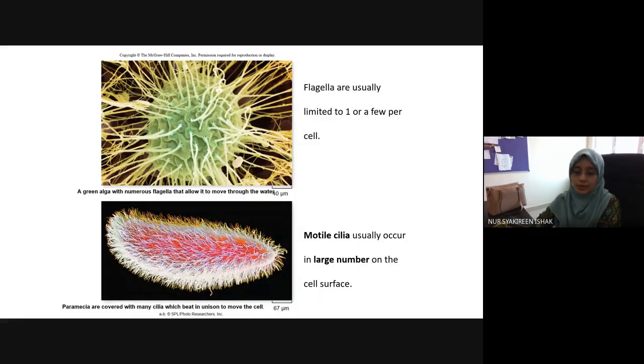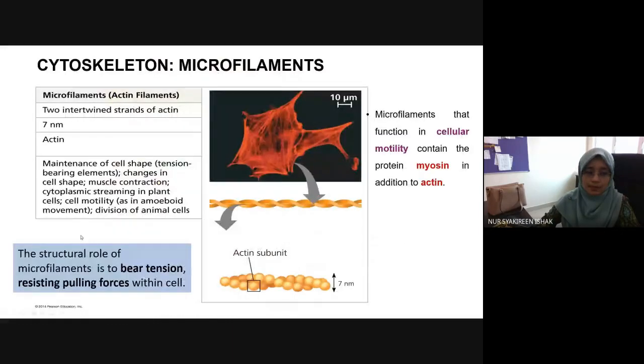So kena ingat ya, kalau untuk sel yang ada cilia boleh ada banyak pada permukaan sel, tapi tak sebanyak sel yang ada flagella. Flagella tak sebanyak yang cilia boleh ada pada sel. Okay, so itulah dia punya ciri dia. Okay.